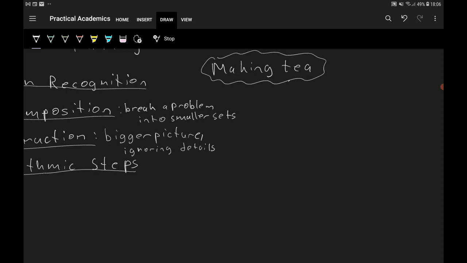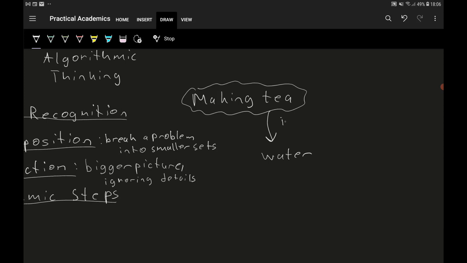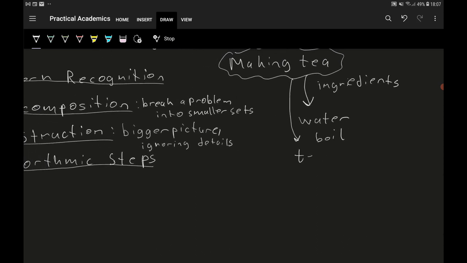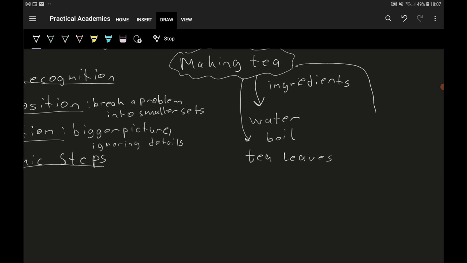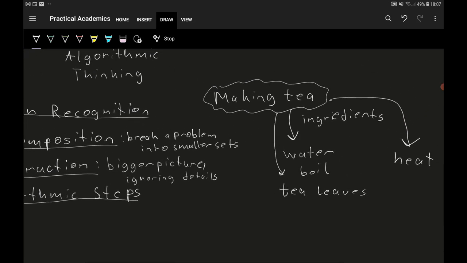So we're going to break tea into smaller steps. We have ingredients, and under ingredients we have water, and we need to boil that water. We have tea leaves, and we obviously need heat. Right. And that's basically decomposition. We're making a complicated problem into smaller steps.